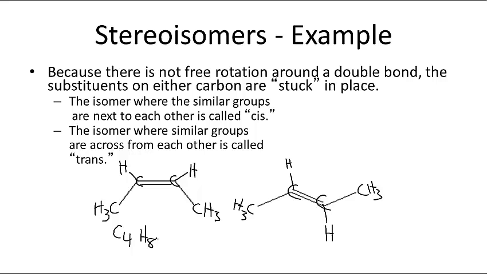And in each one, they're bonded in exactly the same order. We have a CH3 group bonded to a carbon that's double bonded to another carbon that's then bonded to another CH3 group. So the order is exactly the same, but they're arranged differently in space.